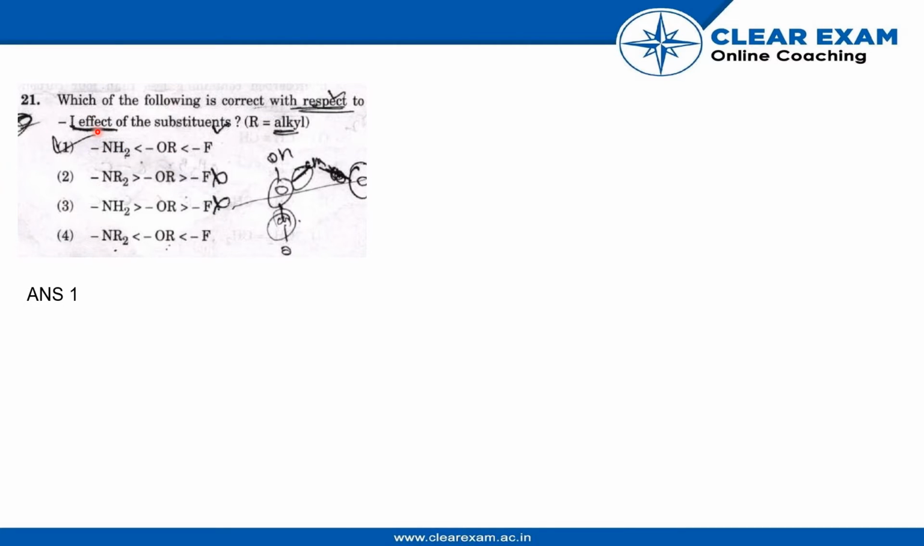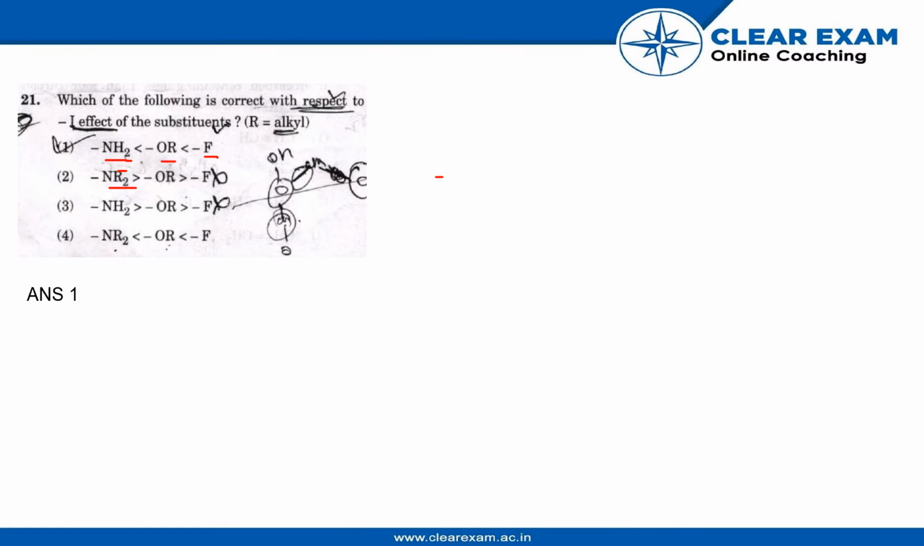So the question is, which of the following is correct with respect to the minus I effect of the substituents, where R is alkyl. So there are an NH2 compound, and there is OR, then there is F, and then there is NR2. Here R is the alkyl group. So let's calculate the minus I effect of these compounds.